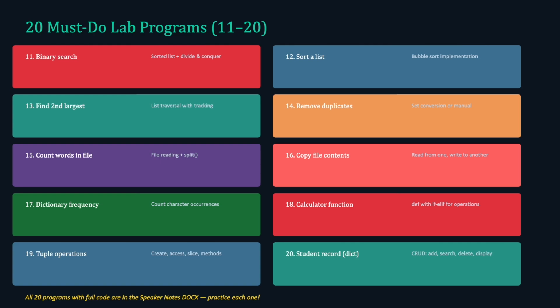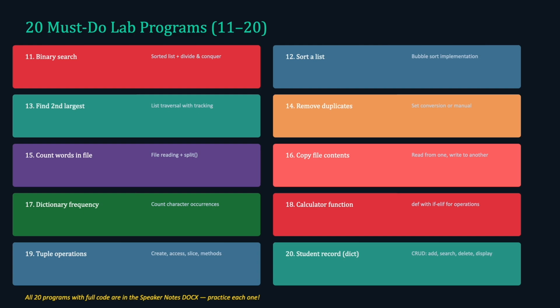Program 11 through 20 are more advanced. Program 11 implements binary search, dividing the sorted list in half. Program 12 does bubble sort, comparing adjacent elements. Program 13 finds the second largest in the list. Program 14 removes duplicates using set conversion.